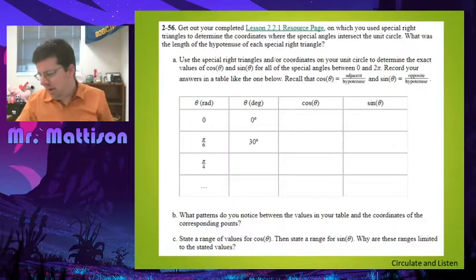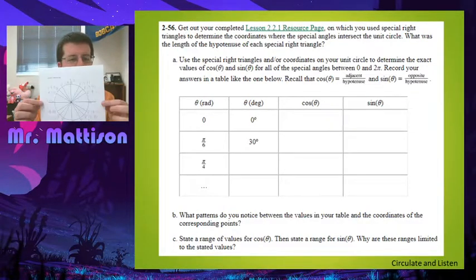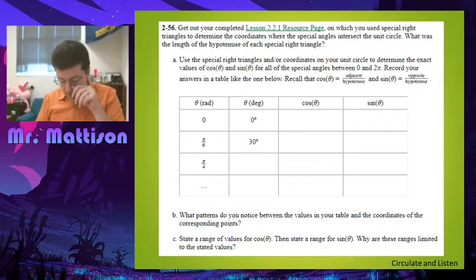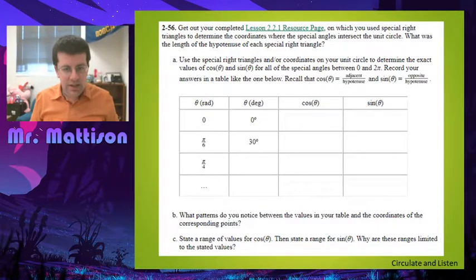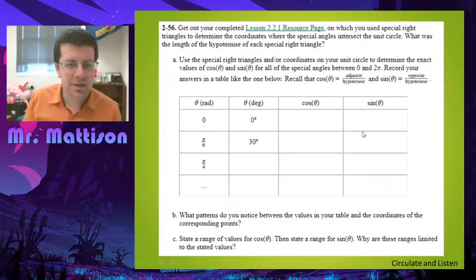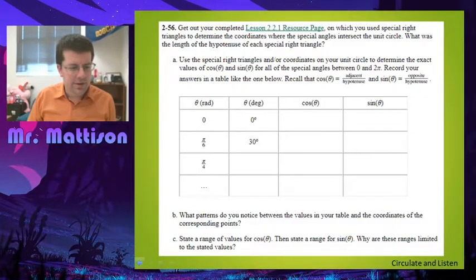First I'm going to reference the unit circle which we made last time. We're going to use this to help us create this chart. We have a chart of our radians, our degrees, and then we're going to find the cosine and the sine for each of those. So keep in mind that our cosine is our adjacent over our hypotenuse, and our sine is our opposite over our hypotenuse. So I'm going to hop over to a docking camera.